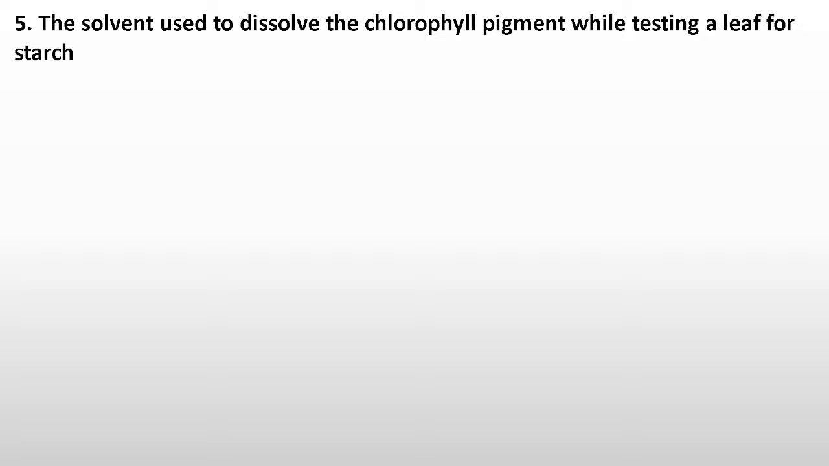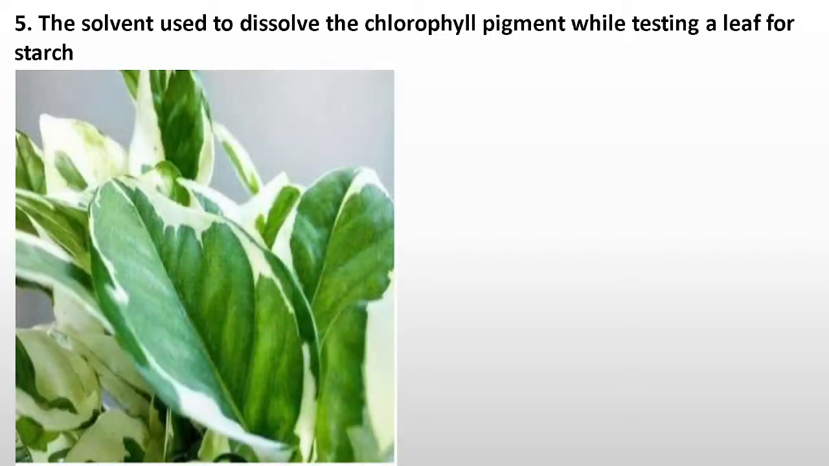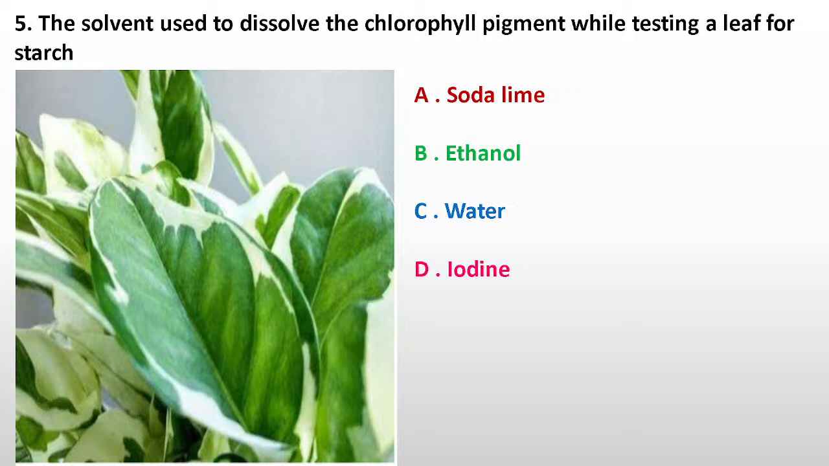The solvent used to dissolve the chlorophyll pigment while testing a leaf for starch is dash. Yes, Kavya, even you're right, and Kanak, very good, correct. So, repeating the question number 5. The solvent used to dissolve the chlorophyll pigment while testing a leaf for starch is dash. And your options. First, this is the image given for your reference. A is soda lime, B is ethanol, C is water, D is iodine.